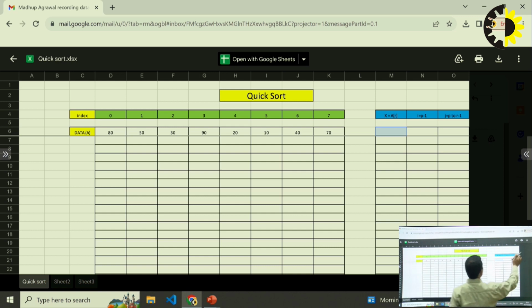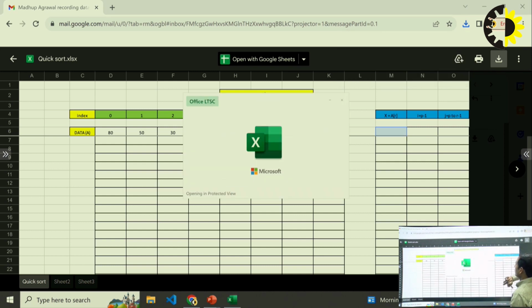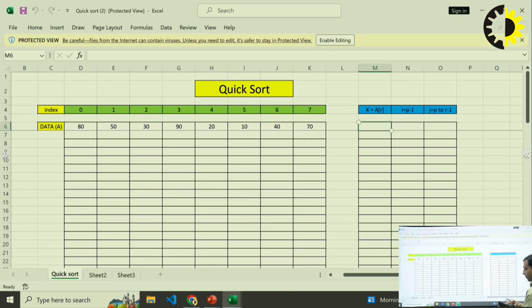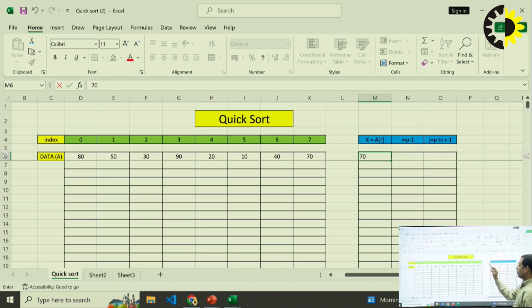Now this is 70. Okay, last element, we will put the last element in the variable X.